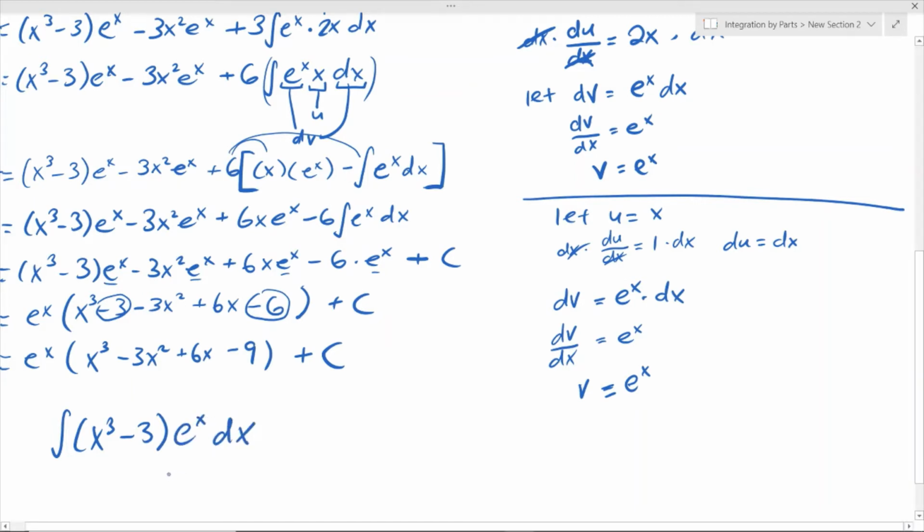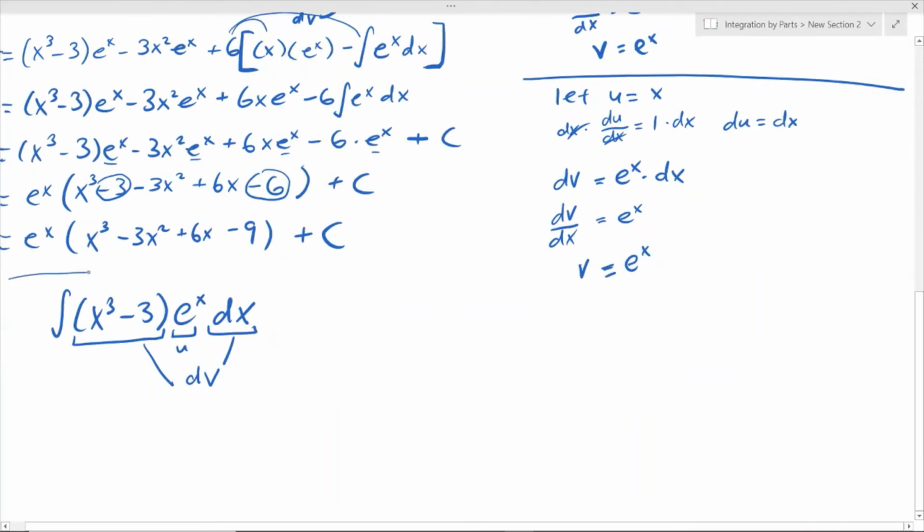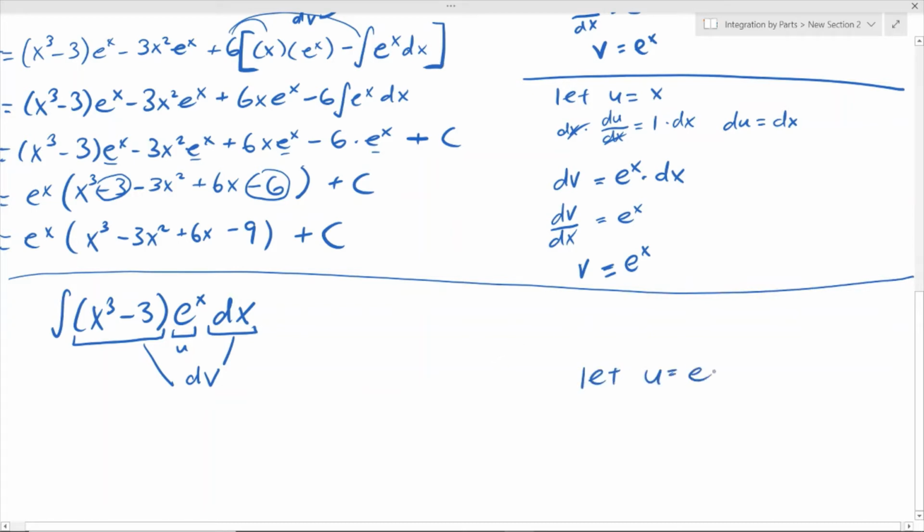So let's say instead of letting this part be u, we let this part be u, and this part here be our dv. So I'm drawing a line here, so we did this question differently. So let's say our u is e to the exponent of x, as shown here. Our dv is equal to x cubed minus 3 times dx, okay?